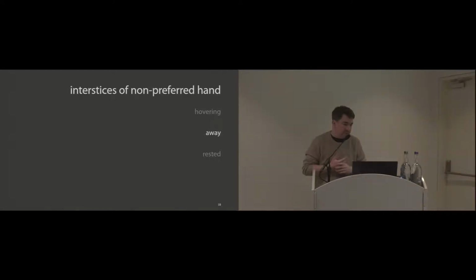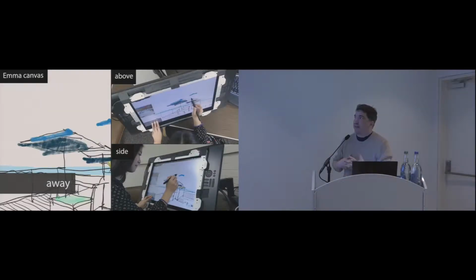So the second interstice that we identified was away. Away represents a certain uncertainty about the interaction, about whether the hand is going to be needed or not. It's a bit like hovering in that the hand is left floating in air, but it is pulled back away from the surface.